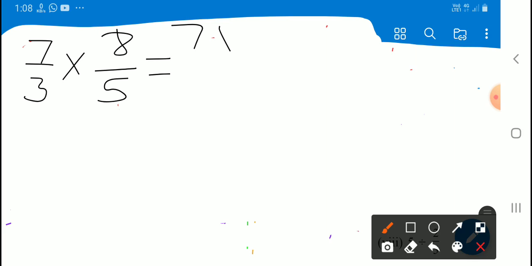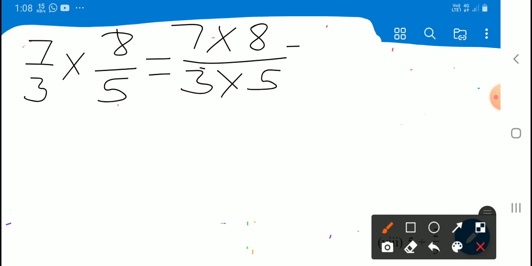If you want, you can write the step here. 7 multiplied by 8 upon 3 multiplied by 5. 7 8s are 56 upon 3 5s are 15. If it is coming in reduced form, then write in reduced form. Okay, one more example I will tell you.